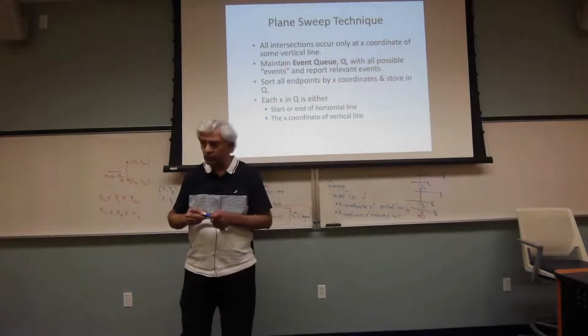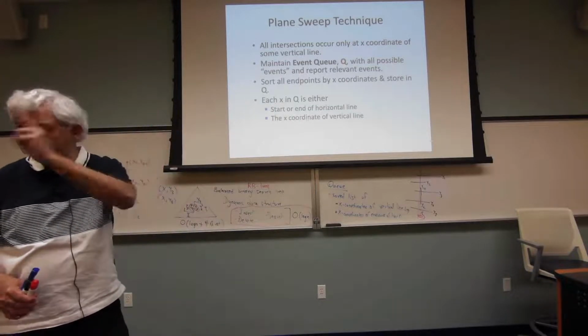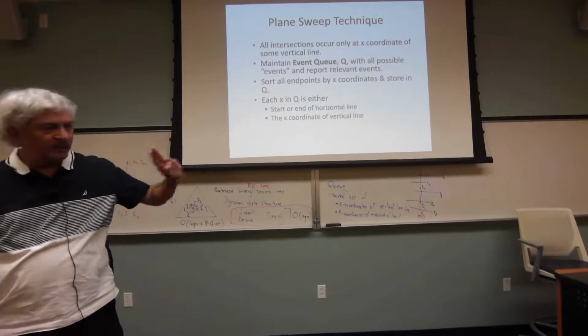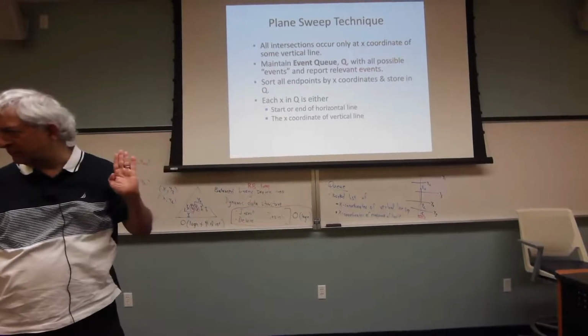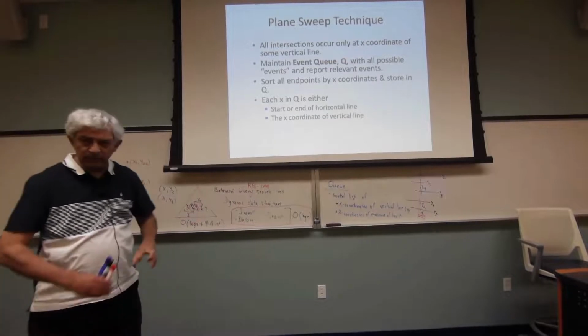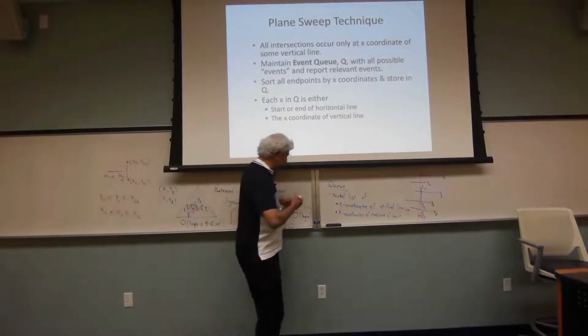Okay, so all the horizontal line segments will contribute two values, its left endpoint and the right endpoint, and all the vertical line segments will contribute one value, and that's its x-coordinate. All that, we're going to put it into a queue. We're going to call this the event queue.